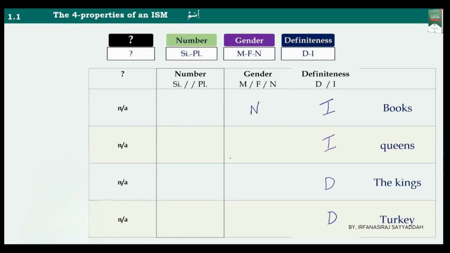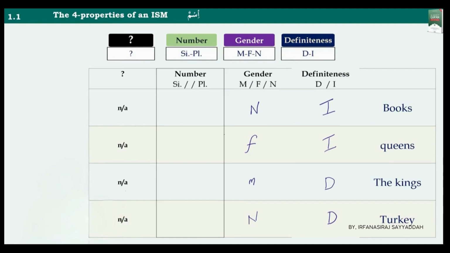What about queens? Well, that's easy. That will be feminine. What about kings? Well, that is masculine. And what about the country Turkey? Well, in most cases in English, you will treat that as neutral. So in English, you have definiteness and you have gender, exactly like we will see in Arabic shortly, inshallah.